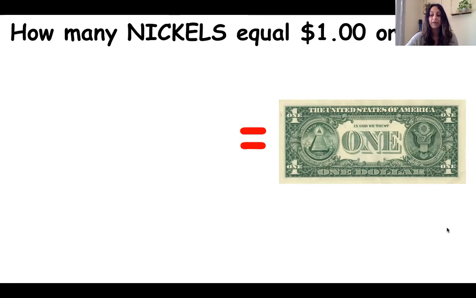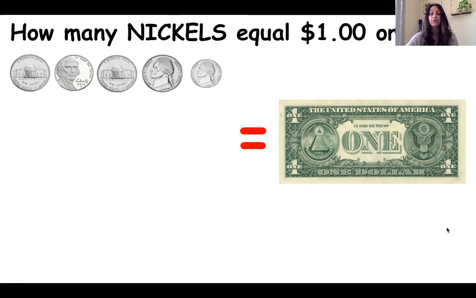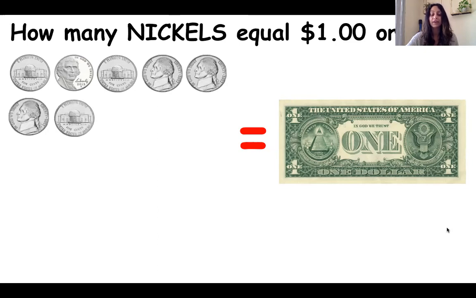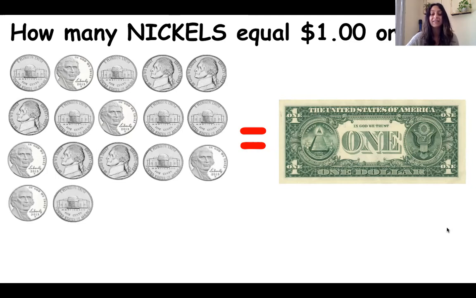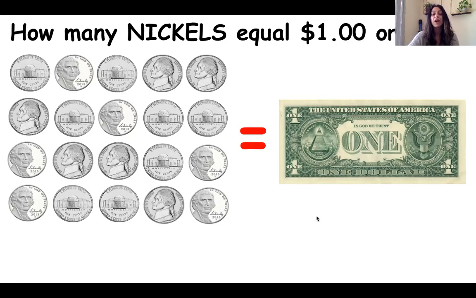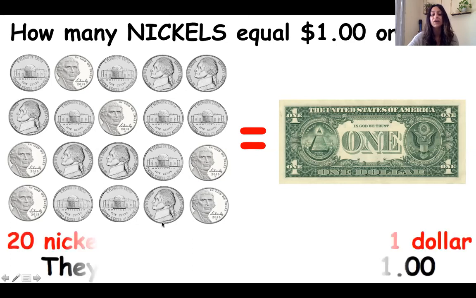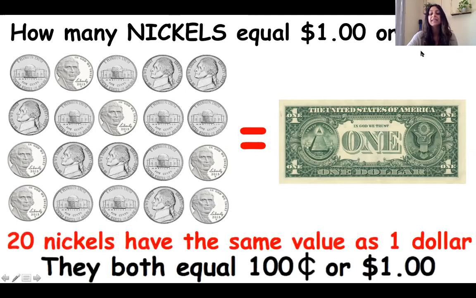All right, let's see what you got. Ready? Count with me by fives as I put up nickels. 5 cents, 10 cents, 15 cents, 20 cents, 25 cents, 30 cents, 35 cents, 40 cents, 45 cents, 50 cents, 55 cents, 60 cents, 65 cents, 70 cents, 75 cents, 80 cents, 85 cents, 90 cents, 95 cents, 100 cents. Now, if you count all these up, there are 20 nickels here. 20 nickels have the same value as $1 because they both equal 100 cents or $1.